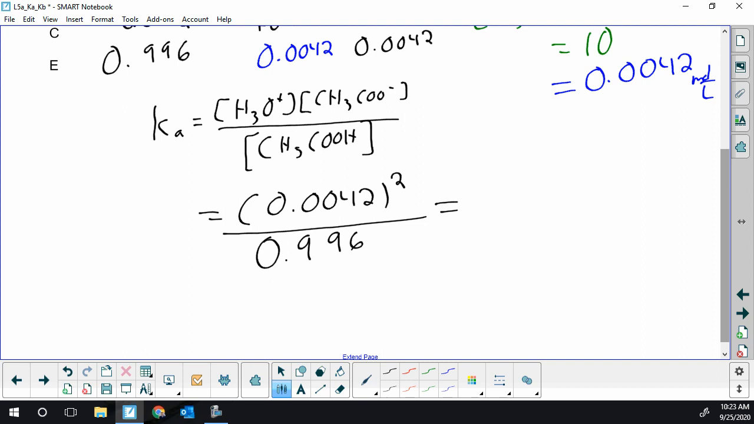Now, I'm going to throw in the units just to emphasize, A, they're good to put in, and B, they're not going to cancel here. But we're supposed to drop them because we dropped the water from the equilibrium law expression. Their units disappeared. We end up with moles squared per liter squared divided by moles per liter. They don't cancel, but you have to leave them out. And I got 1.7 times 10 to the minus 5, unitless. That's our Ka. So we solved it.